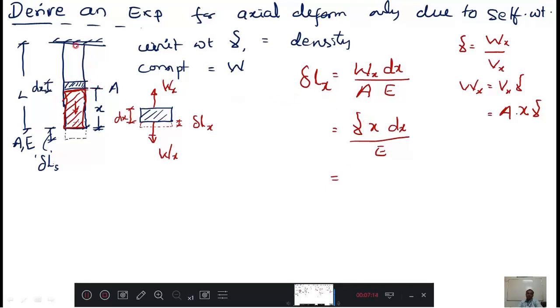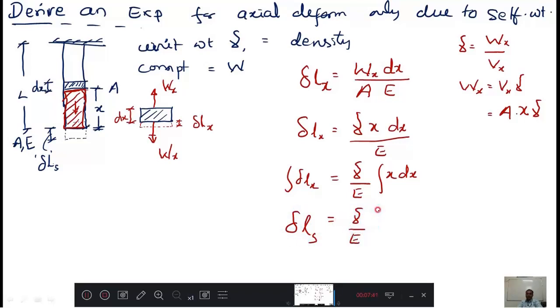If I want the expression for the complete diagram, then I have to integrate the entire thing. Then integration of delta Lx equals gamma by E times integration of x dx, because gamma and E are constants; I will take them out. The integration of delta Lx will be delta Ls, the elongation due to self weight. This integration we are doing from 0 to L, because x varies from 0 to L. Therefore it will be x square by 2, with limits 0 to L.